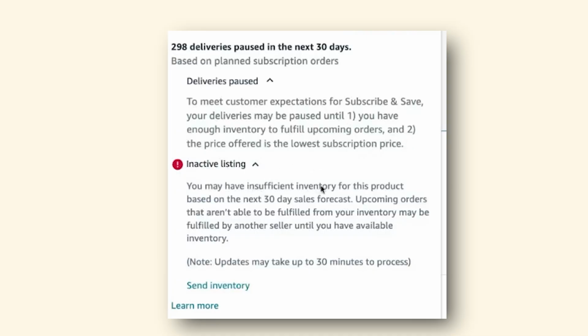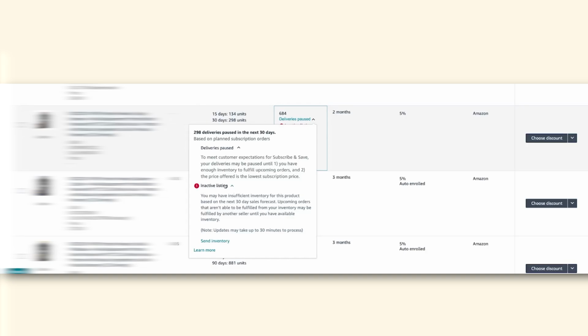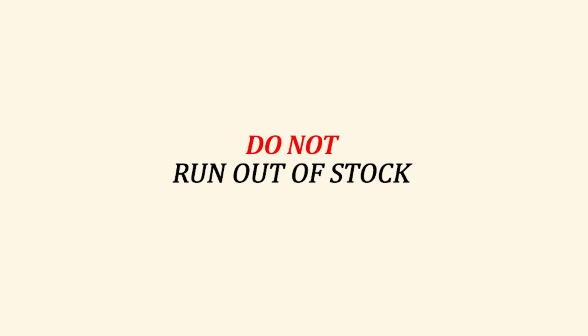The problem is we have insufficient inventory for this product based on the next 30 days sales forecast. Upcoming orders that aren't able to be fulfilled from your inventory may be fulfilled by another seller until you have available inventory. Just another way of saying do not run low or run out of stock.